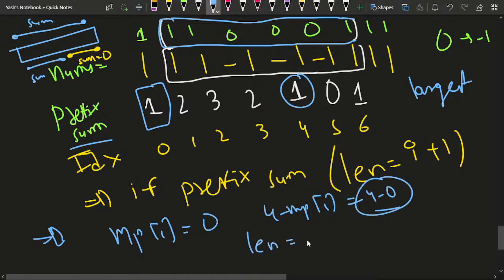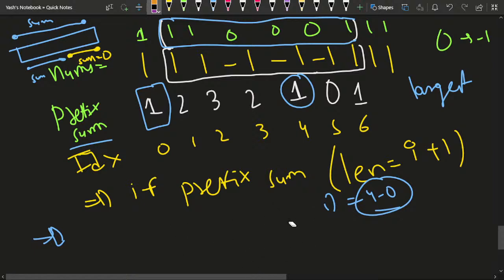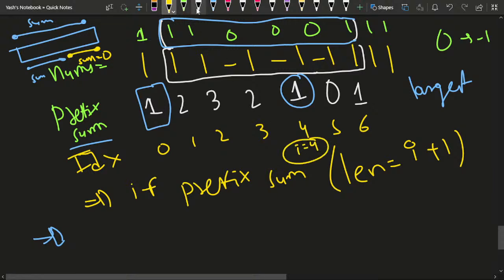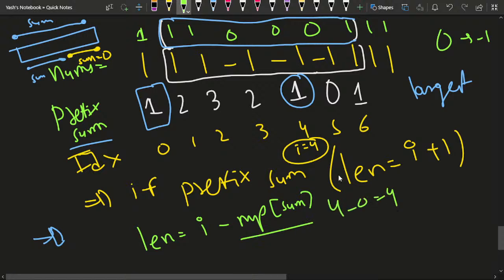So if at the ith index I am getting a sum that is already existing in my map, like in this particular case, if I was equal to 4 and here the sum is already existing, then what I'll do is say that one of the candidates for length is I minus map of sum. So it would be 4 minus 0, so the length candidate would be 4.